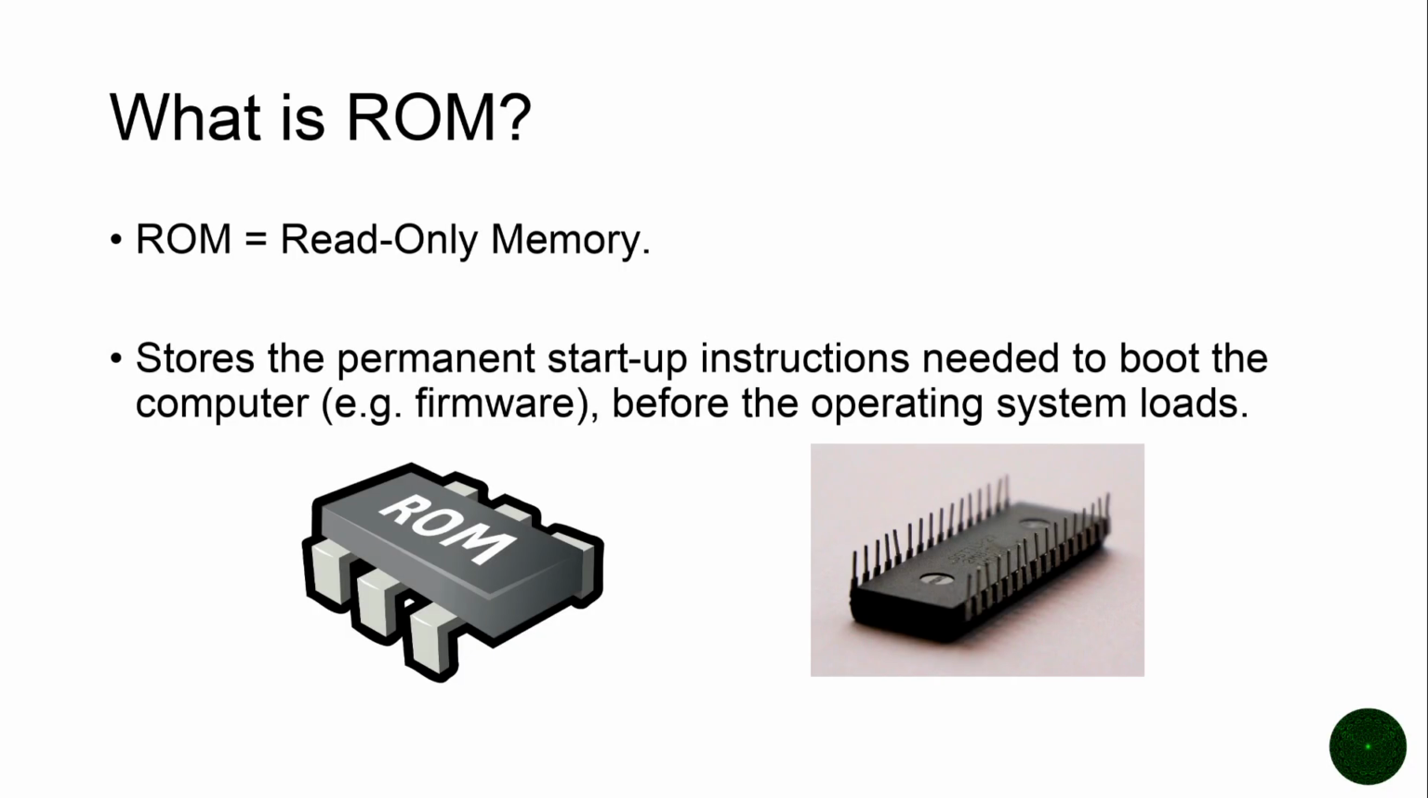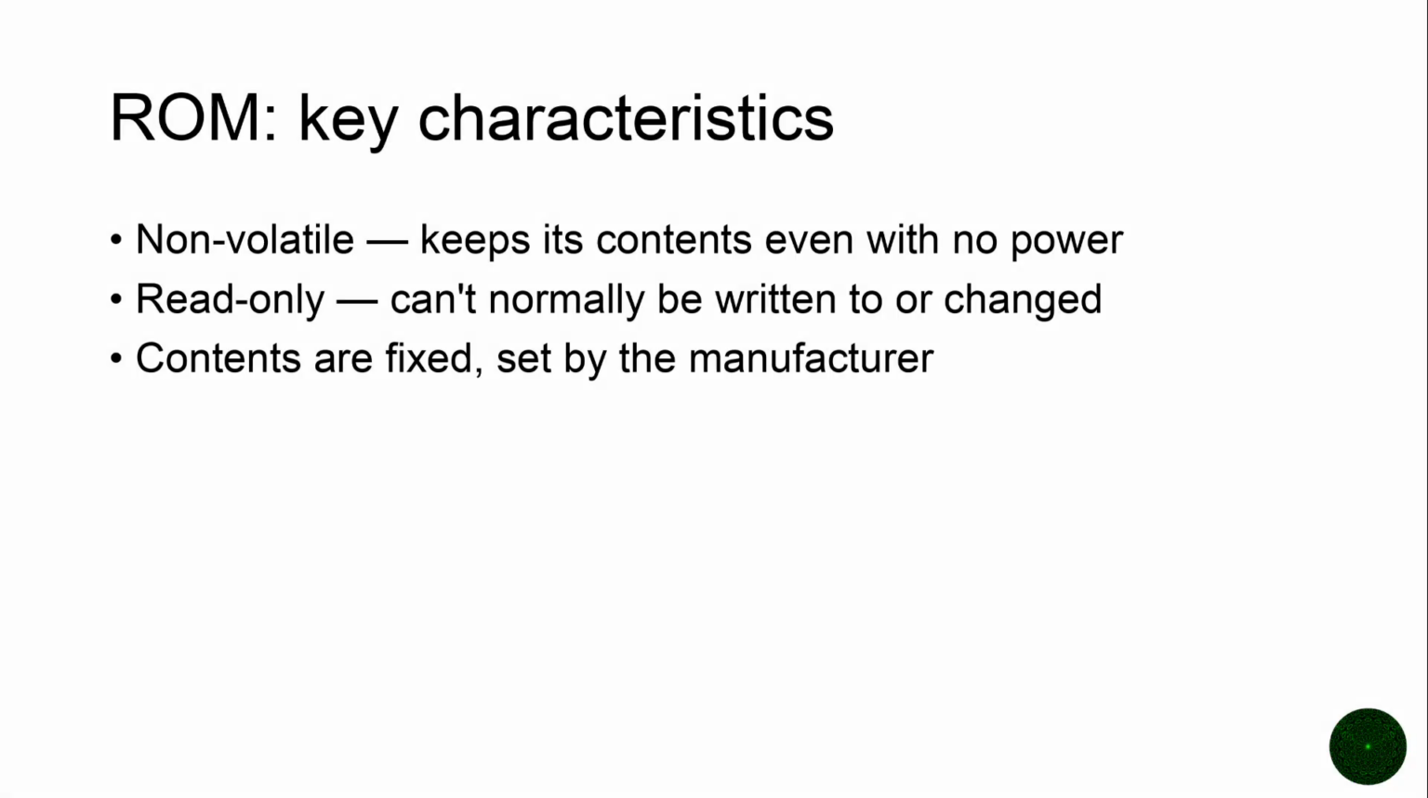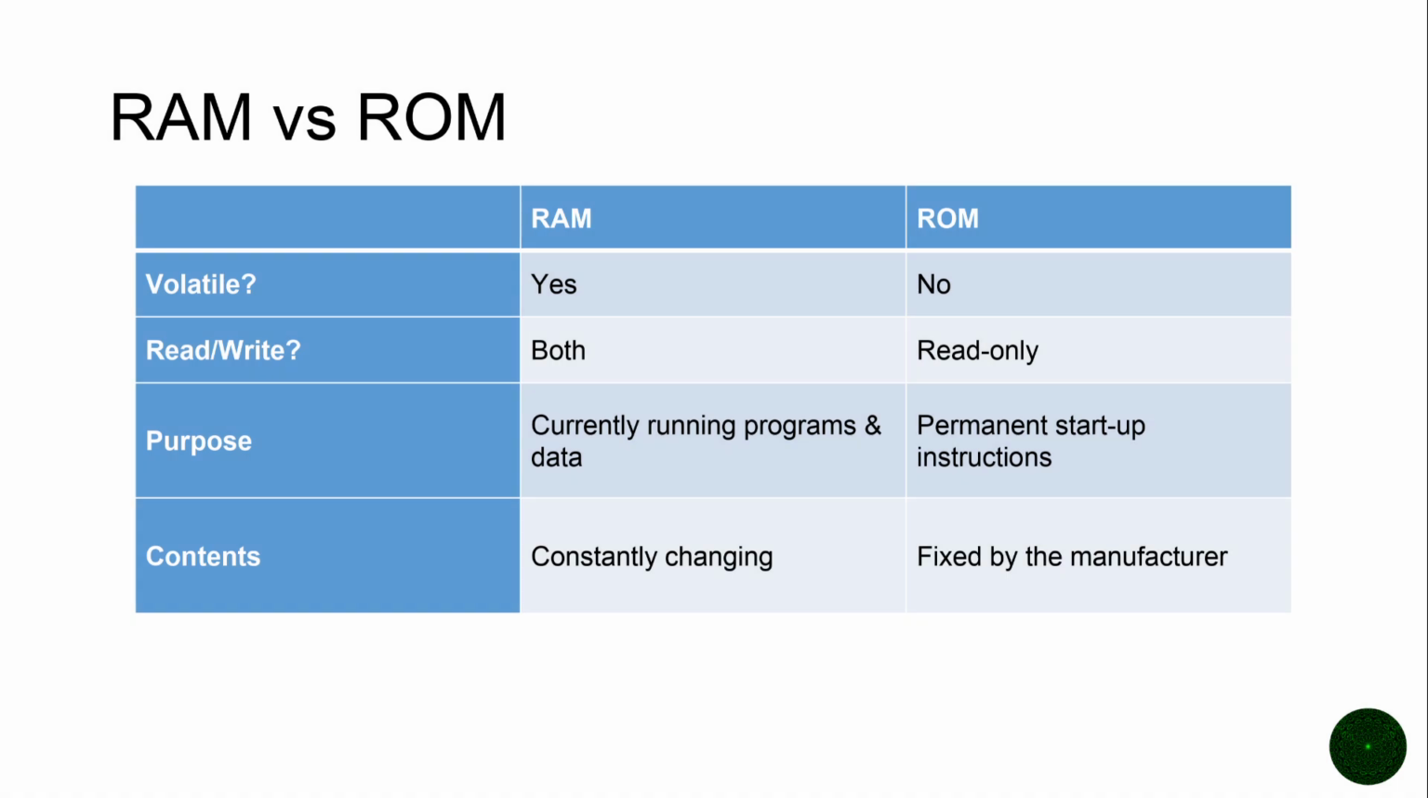ROM stores permanent startup instructions, often called firmware, a computer needs to boot up before the operating system has loaded. ROM is non-volatile, can only be read from, and has fixed contents. Here's a nice summary table comparing RAM and ROM. Hopefully the difference is clear.